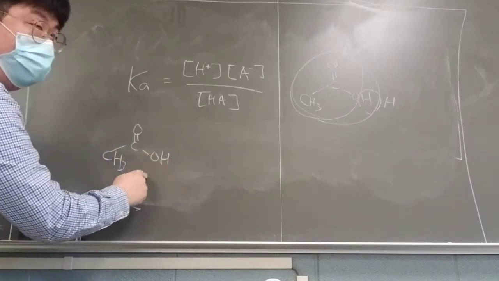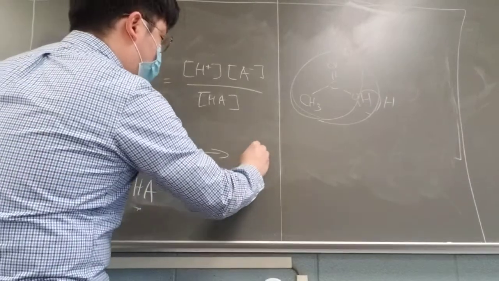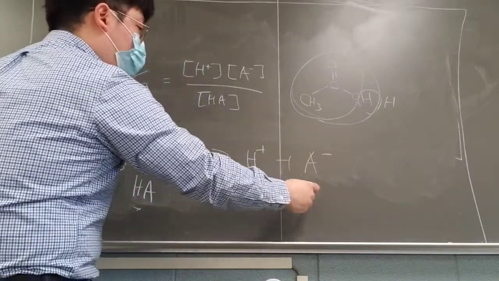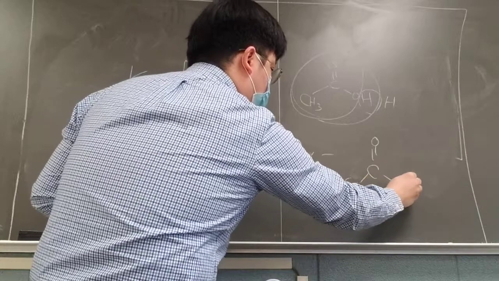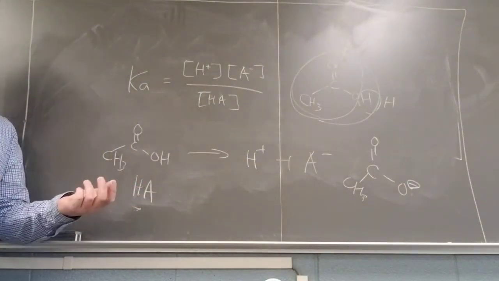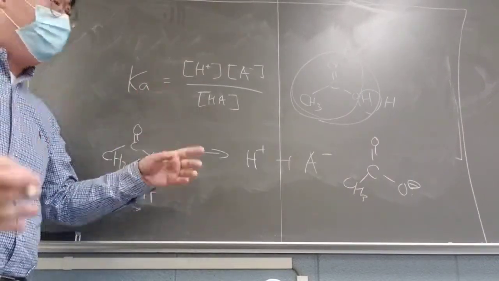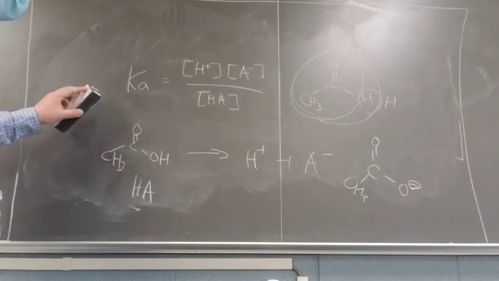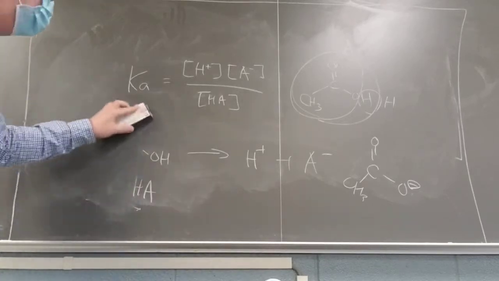So if this is HA, the H is just H plus, right? But the A minus will be just this one, because now it lost the proton. This is one example I can give you, but HA could be very different because of the A. Anything could be A. It makes sense, right? Good, perfect. You guys are great so far.